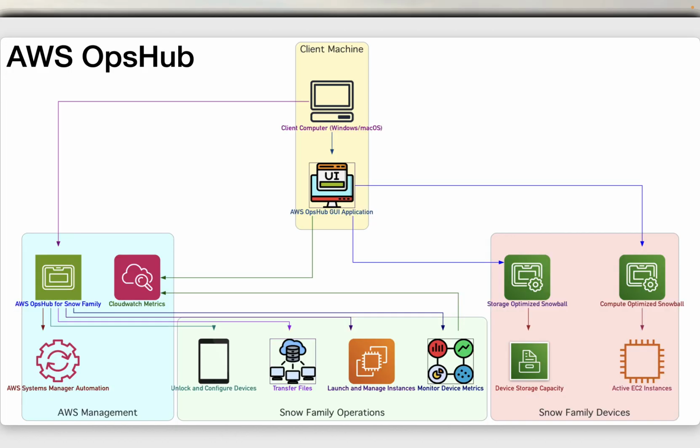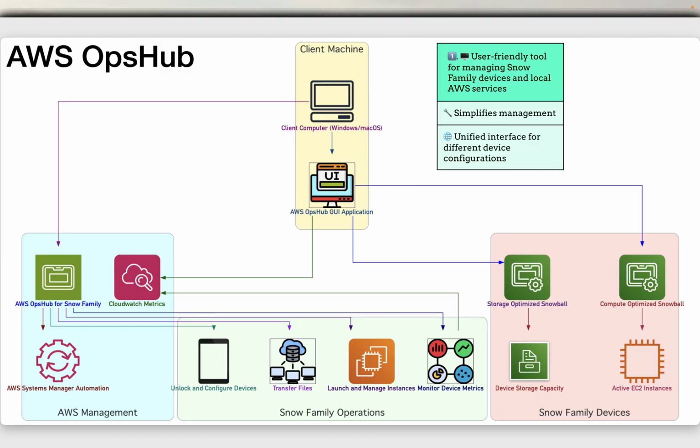So next is the software, AWS Ops Hub. Ops Hub is a user-friendly tool to simplify the management of Snow Family devices. This will be both Snow Cone as well as Snowball Edge, which I will be covering, of Snow Family devices and local AWS services. And this provides a unified interface for different device configuration. So you will interact with this particular tool to actually work with your hardware.